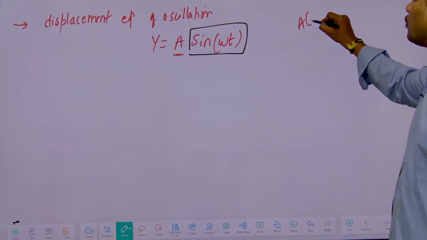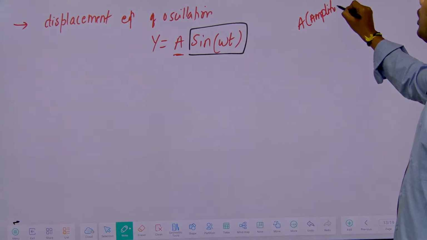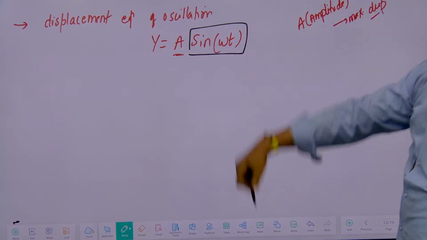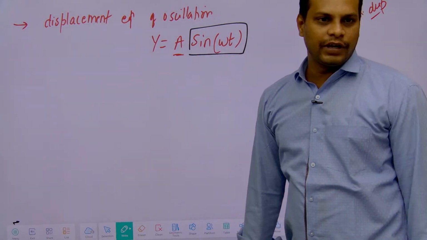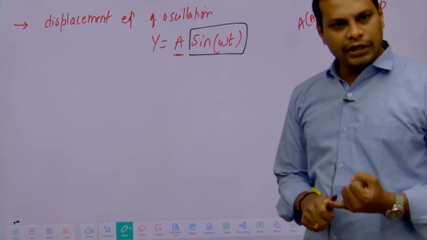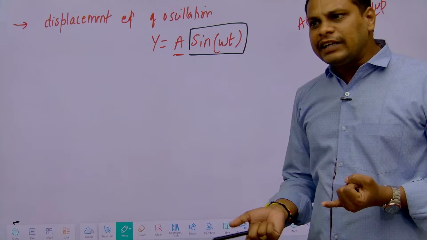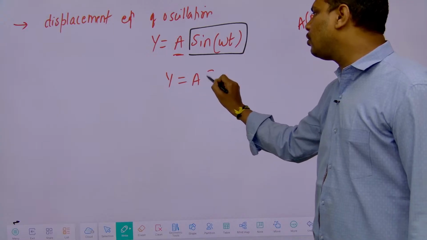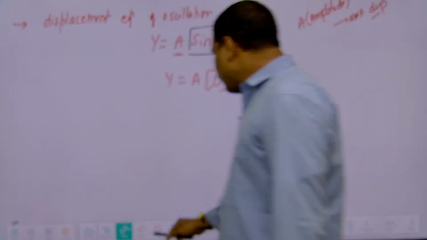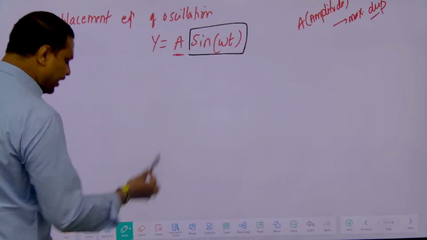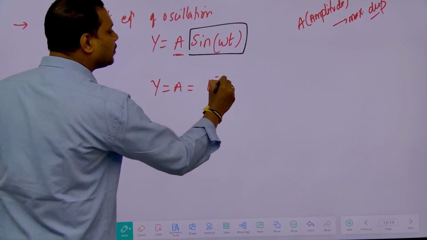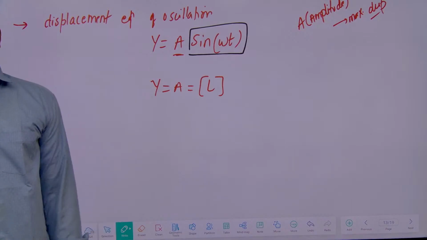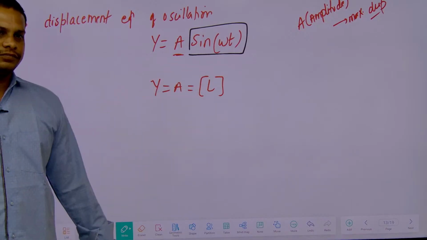What do you mean by amplitude? Amplitude is nothing but maximum displacement. Displacement is measured in meters in the SI system of units, and the dimensional formula for meter is L. So the dimensional formula for y, which is equal to A, is L, because sine has no dimensional formula, being a trigonometric function. Are you clear?